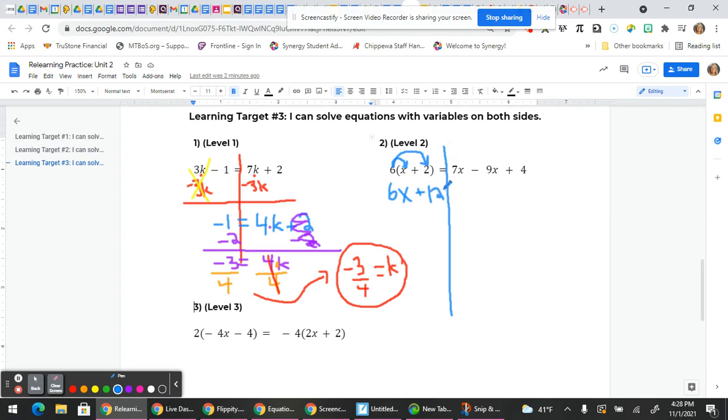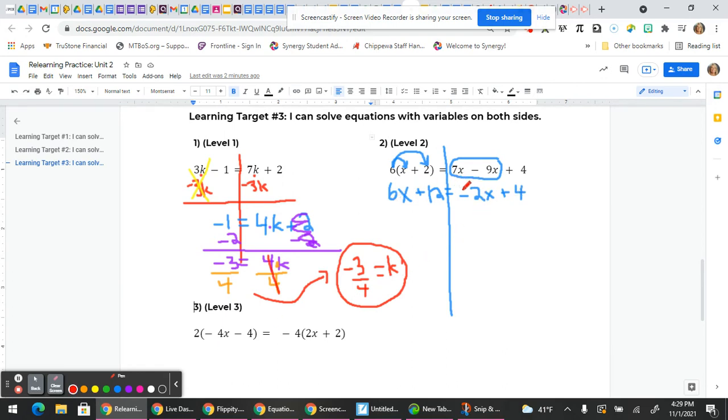Now all of this is balancing. It is equal to 7x minus 9x plus 4. So notice over here on the right-hand side is that these have the same variable. Let's go ahead and combine them. 7x minus 9x gives me negative 2x plus 4. So all I did was simplify on both sides, and now I can really see that I've got variables on the left and the right. And so to deal with them, again, I'm going to choose the smaller one, which is negative 2.